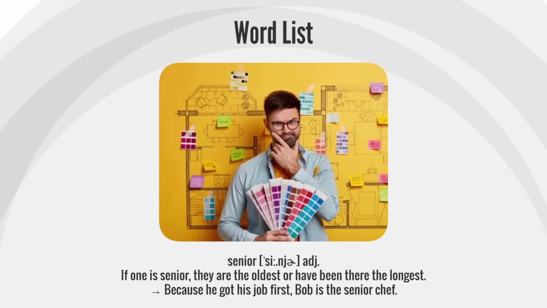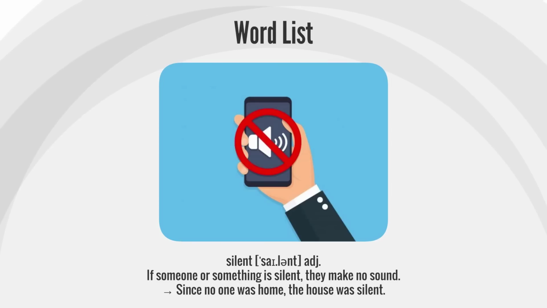Senior. If one is senior, they are the oldest or have been there the longest. Because he got his job first, Bob is the senior chef. Silent. If someone or something is silent, they make no sound. Since no one was home, the house was silent.